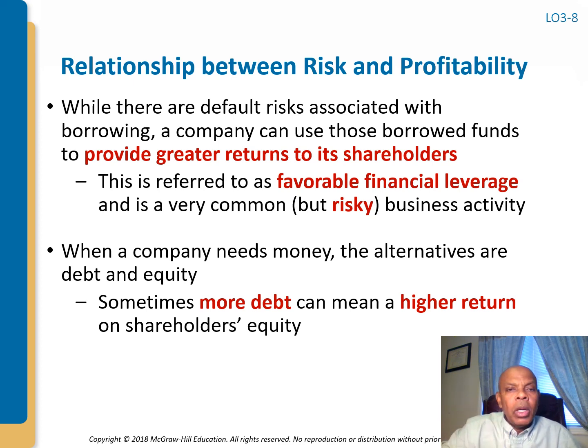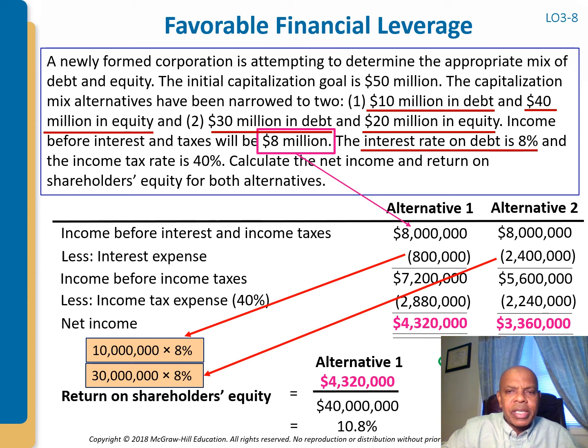Okay. When a company needs money, the alternatives are debt or equity. Sometimes more debt can mean a high return on shareholders' equity. When you look at the example, you will see what exactly that means and how it works. Okay, let's go to the next one. Here's the example. You can see this example.